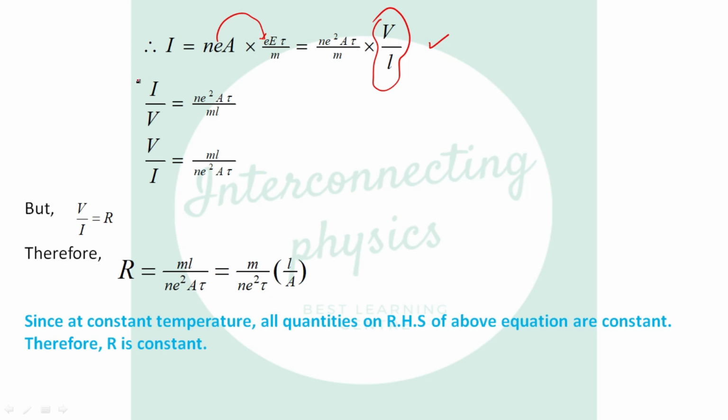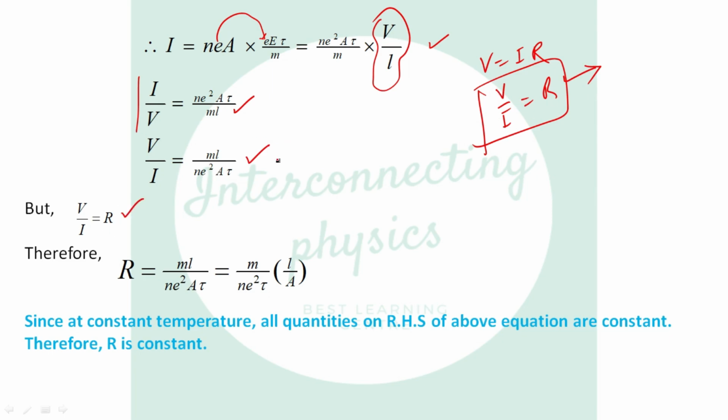Now I divided by V. If we divide this equation by V, we will get n e square A tau divided by mL. Now we know that V equal to IR. Okay. V upon I will be R. So write this equation as V divided by I. We will get on the right hand side mL divided by n e square A tau. Now from Ohm's law, we know that V divided by I equal to R.